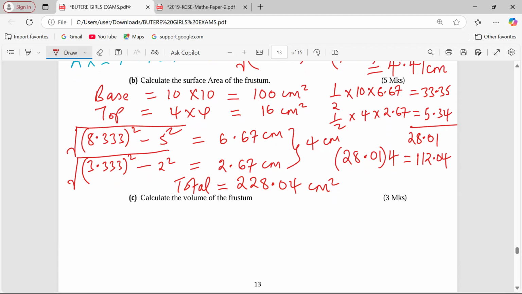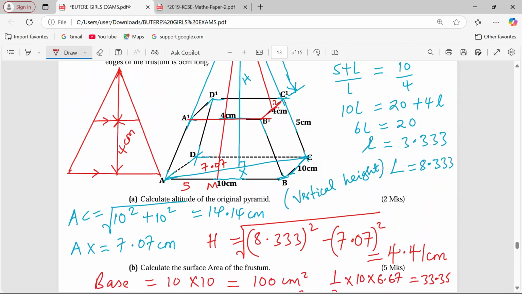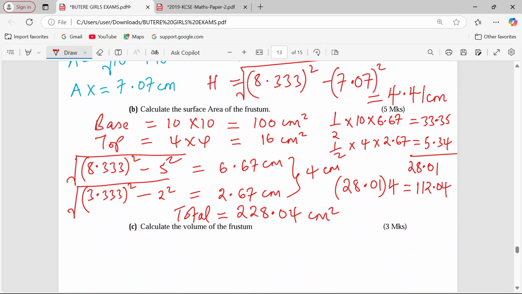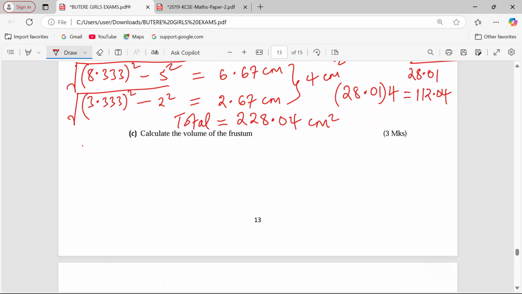Alternatively, I was talking about this. We subtract the two heights and get the height between the two parallel sides here, between this and this. So the slanting area is given by half the sum of the two parallel sides, 10 and 4, multiplied by the exact height between them. So we'll be having 14 multiplied by 4 divided by 2, giving us exactly 28. And you see the other one was 28.01. So we just have a slight error due to the round-offs.